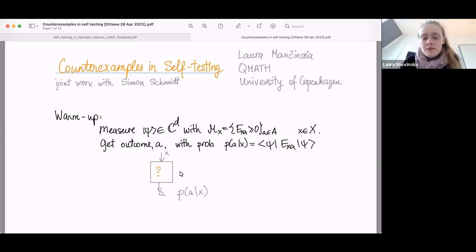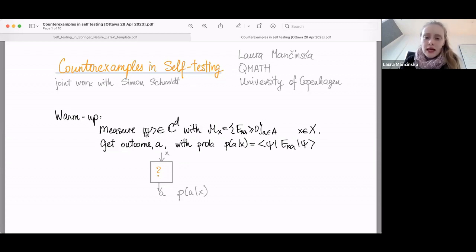And then we know that what this box is doing, it's measuring some quantum state, psi. So a quantum state is described by a unit vector in some complex d-dimensional space. And then this X selects a measurement. And a measurement we specify by its so-called POVM elements. So these would be positive semi-definite matrices that add up to identity if we sum over these outcomes.